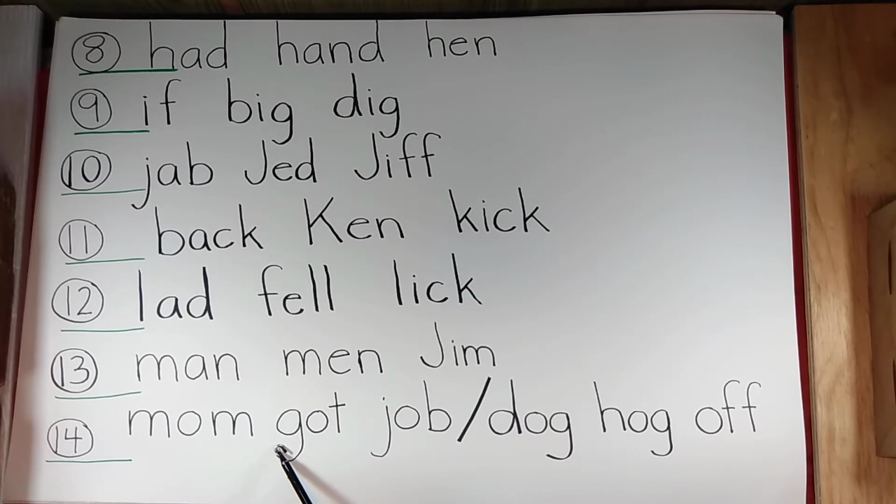14. Mom, got, job, dog, hog, off. The reason we've got two sections here is because there are two sounds of the short O. Octopus, as in got, ostrich, as in dog. So students need to be aware of that.